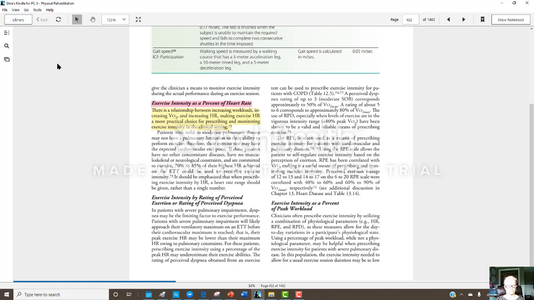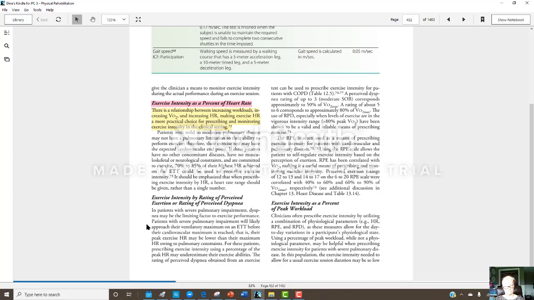If these patients have no other concomitant diseases, have no musculoskeletal or neurological constraints, and are committed to exercise, 70% to 85% of their highest HR achieved on the GXT could be used to prescribe exercise intensity. 73. It should be emphasized that when prescribing exercise intensity by HR, a heart rate range should be given, rather than a single number.